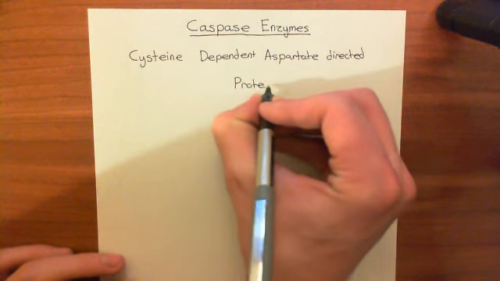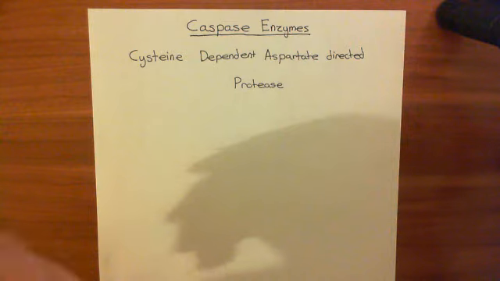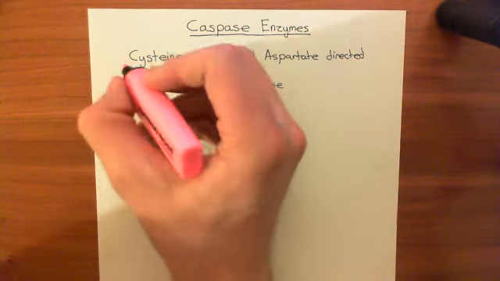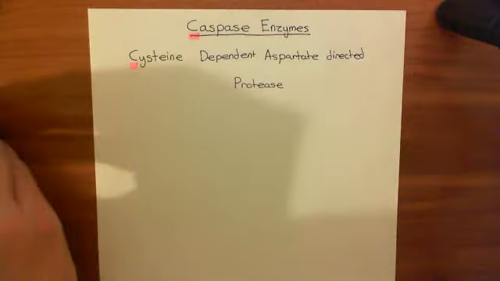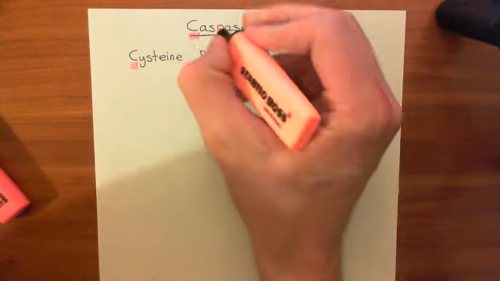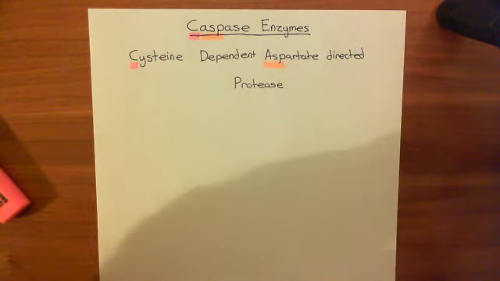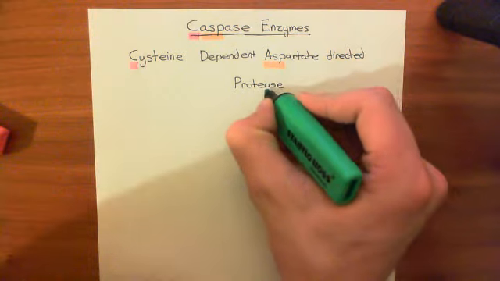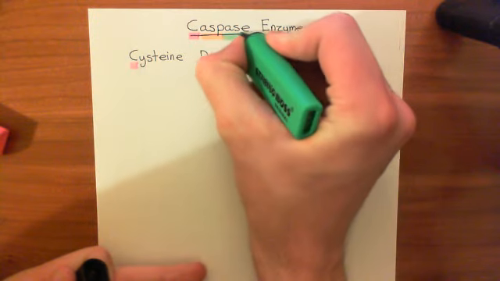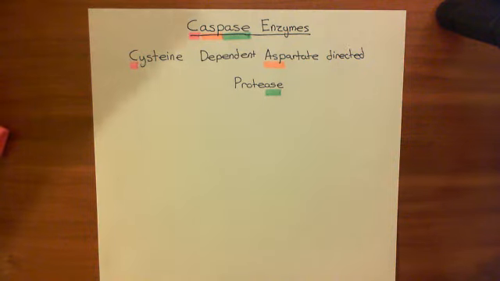So how on earth did they get caspase from that full name? Well, they took the C from cysteine. So C came from cysteine. Asp came from aspartate, here, asp for aspartate, and then the A's came from the protease back here. So that's where they got caspase from, cysteine-dependent aspartate-directed protease.